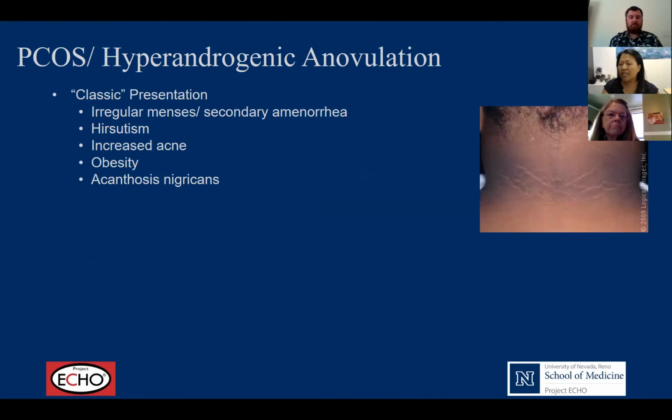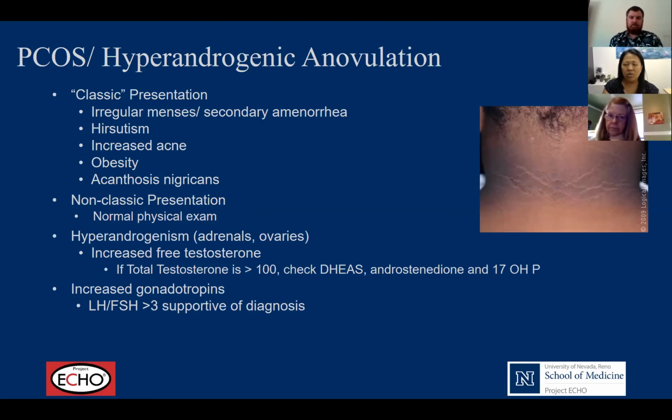Now, the classical presentation that we all know is the irregular periods, hirsutism, increased acne, obesity, and acanthosis nigricans. Be aware that there's a non-classical presentation where a patient doesn't have any of those physical symptoms. They just have irregular periods. And then when you do the workup, you have an increased free testosterone, and you also have an LH-FSH ratio that's greater than 3. Now, you can actually have someone who has more than likely PCOS, but at that moment in time, the free testosterone is normal. I would still treat them like PCOS because they're at high risk, and just address it accordingly.